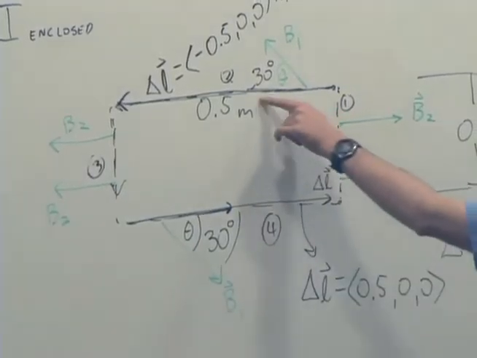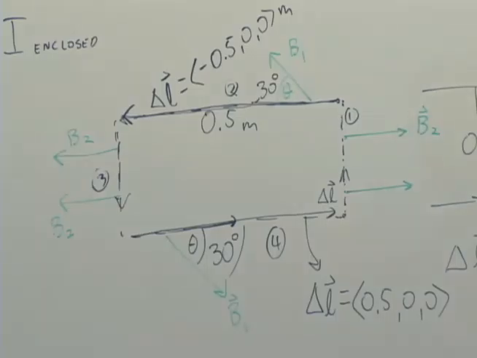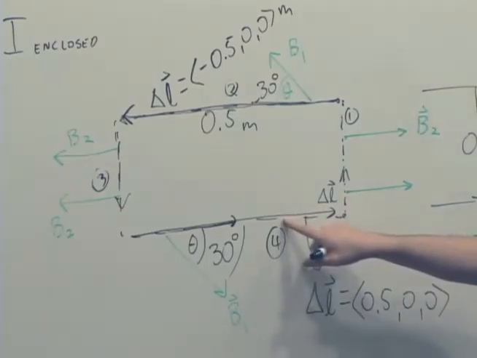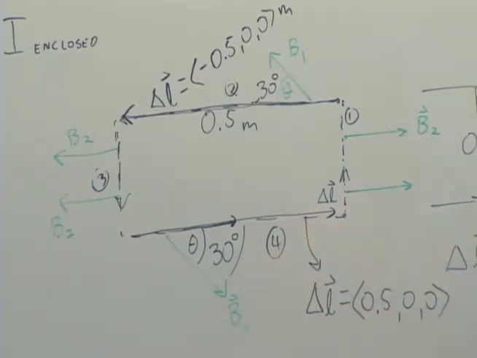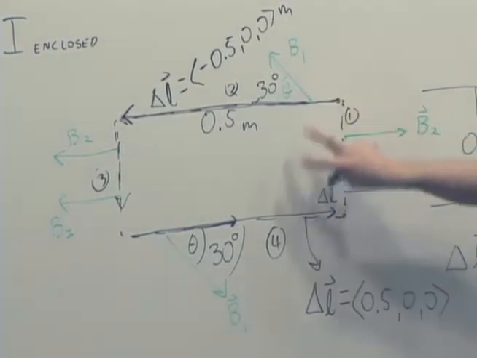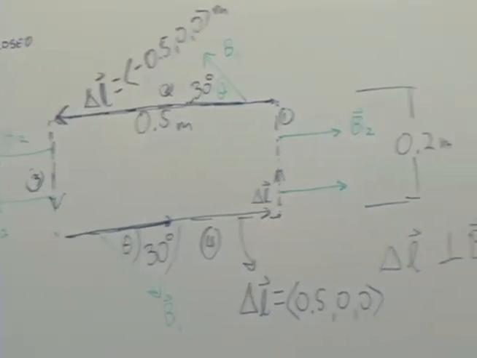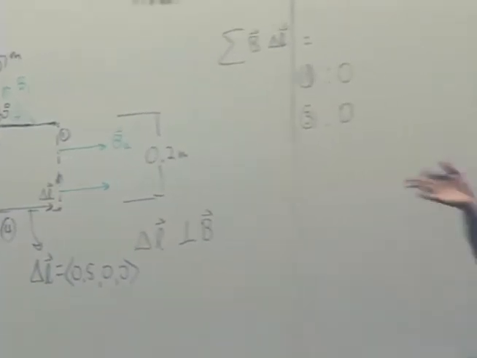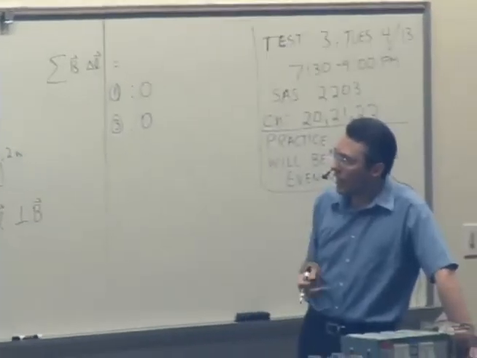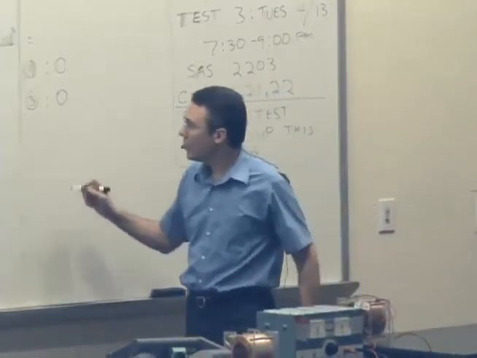On the top, you have a negative x component for delta L and a negative x component for B1. On the bottom, you have a positive x component for delta L and a positive x component for B1. So when you do those dot products, you get a positive dot product at the top and a positive dot product at the bottom. So if you can just find the B dot dl at the top, you know it's got to be the same at the bottom because it's the same magnitude of field, same length, and same angle. Okay, so let's just figure that out.